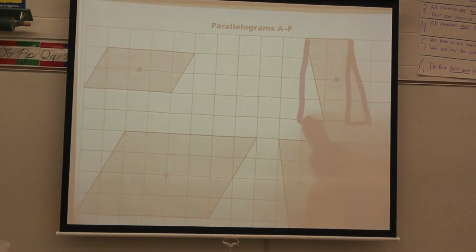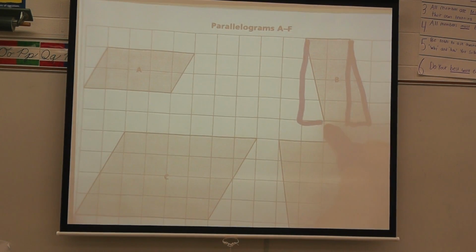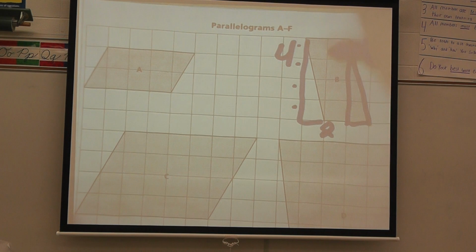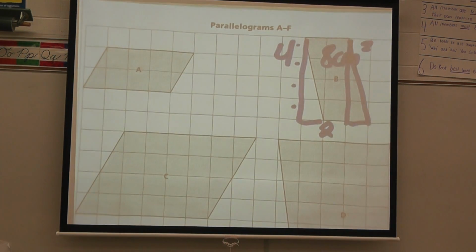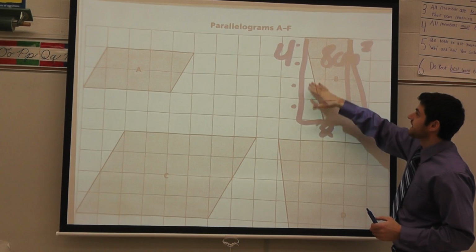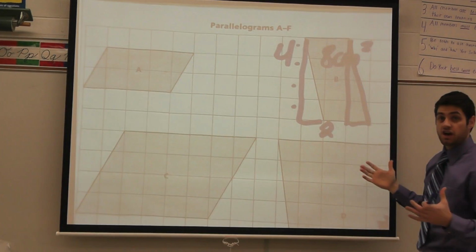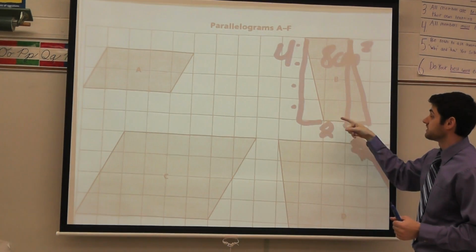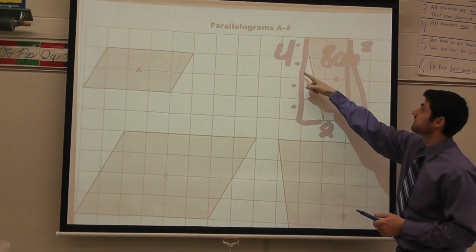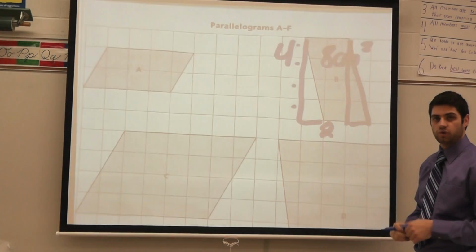And I can count and say that this base would be 2, and the height would be 1, 2, 3, 4. So 2 times 4 would be 8, and I would call it 8 centimeters squared. Because again, I took this triangle off here and added it on this side to make it basically a rectangle. It had a base of 2 and a length here of 4. So 2 times 4 would be 8 centimeters squared.